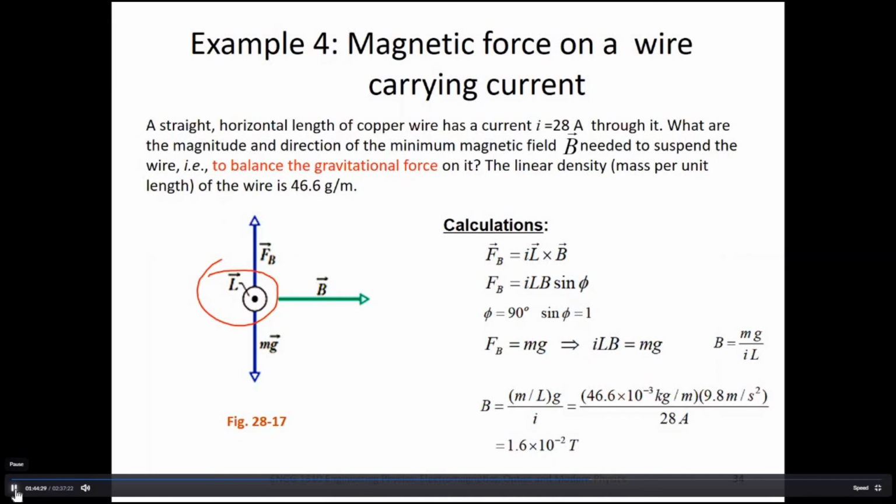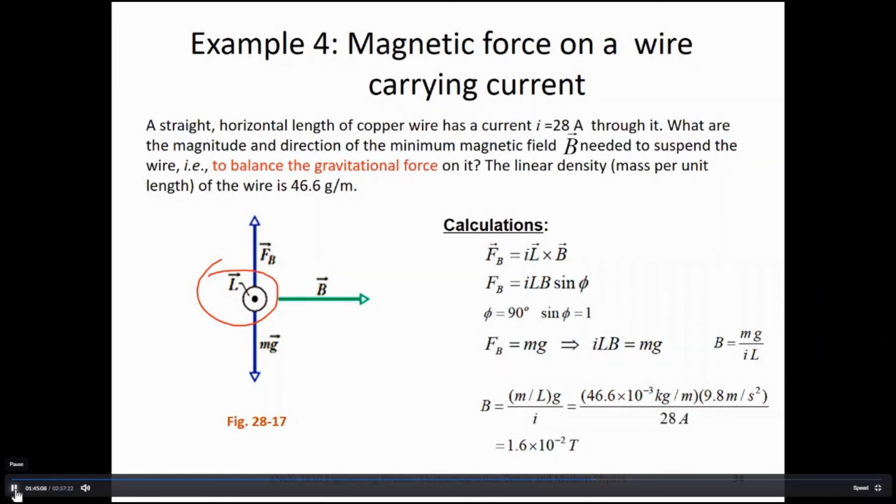Okay, let's continue. For this example, we can first make a judgment on what force direction we are going to have. The current direction is pointing toward us and the B field is going to the right side. Then we can use the right hand rule, so the magnetic force goes upward. In that case, the upward magnetic force can be in balance with the gravity force.